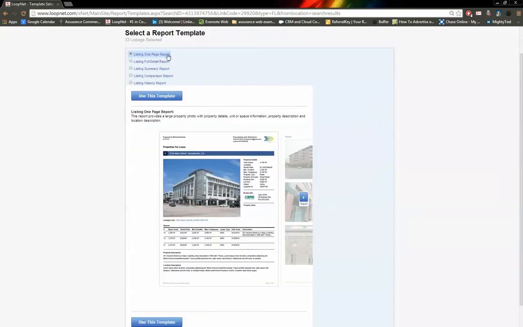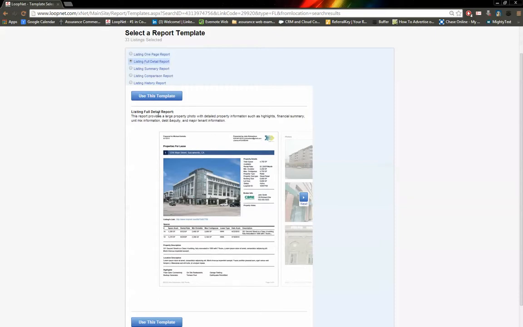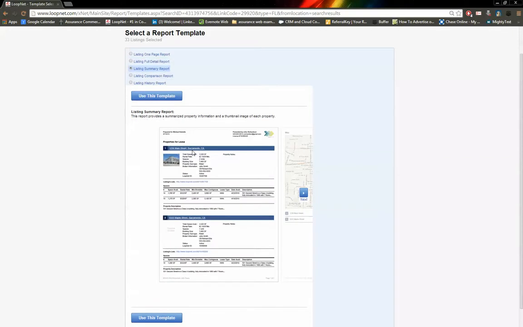The Listing One-Page Report is large. It shows the property, all the details, all on one page. This is good when you have 2 or 3 properties, but that almost never happens. We usually have more than that. The Listing Full Detail Report is almost the same format. It just has more financial information, which is pretty worthless from Loopnet, so I never use this either for clients. Listing Summary Report is very good. This is the one we always use.